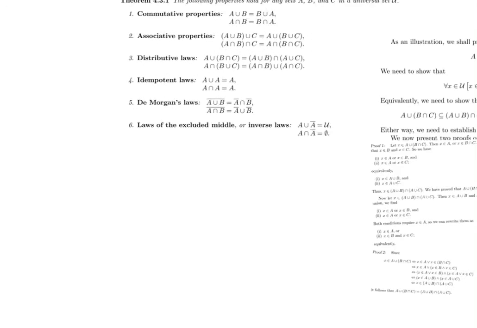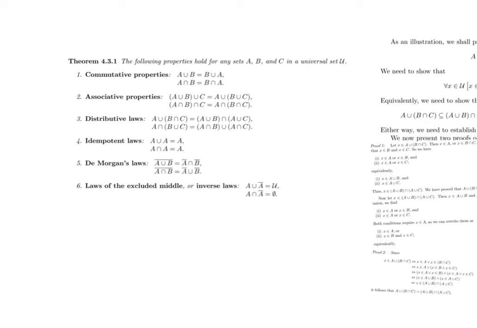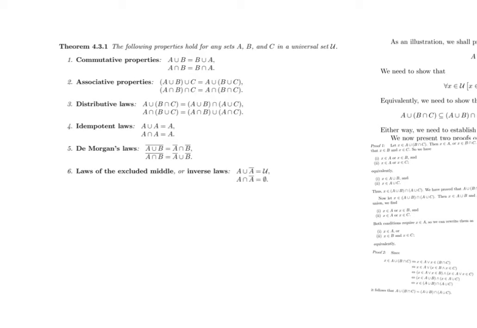Towards the end of our last class meeting, we talked about, in section 4.3, these properties that sets and set operations have. We're going to talk about these in a little more detail, and we're going to see some examples of how to prove such properties. So, first property is the commutative property.